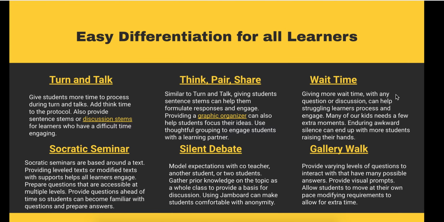So the first one, the turn and talk. A really easy way to differentiate is just giving students more time. Also providing them with sentence stems. For learners who may have a difficult time engaging, this helps them understand what they should be saying to one another.